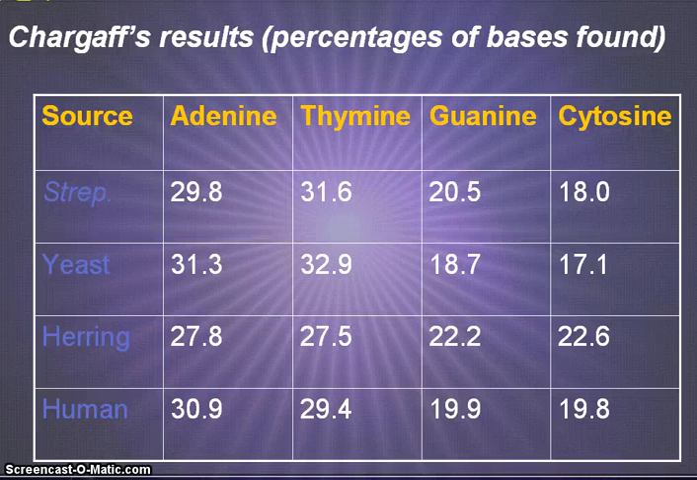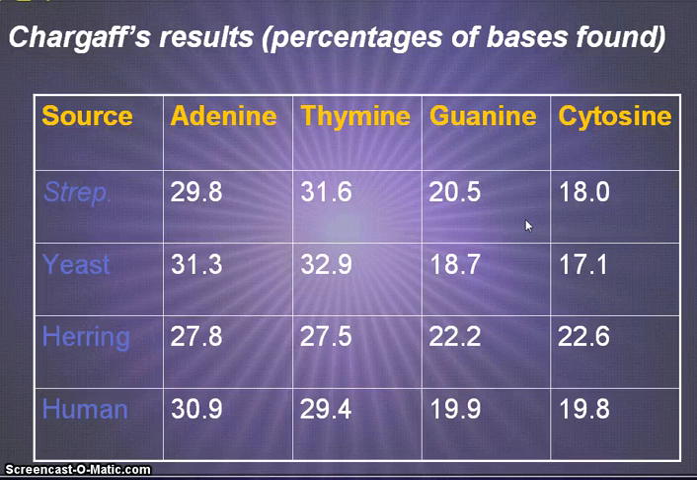Okay, here's Chargaff's results. The reason why these are important is because if you look, no matter what the organism is, here's the source that he used, Streptococcus, which is a bacteria, yeast, which is a fungus, herring, a fish, and a human. If you look at the proportion of adenine and thymine, you'll see that 29.8, 31.6 are pretty close. These numbers are always very close to each other between A and T. If you look over here at C and G, they are also much closer to each other than they are to either A or T.